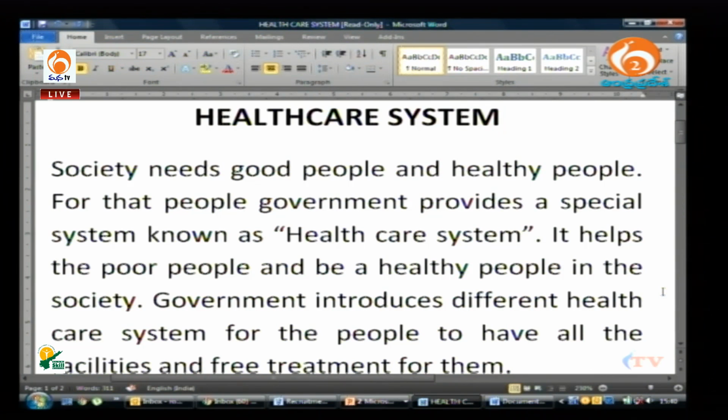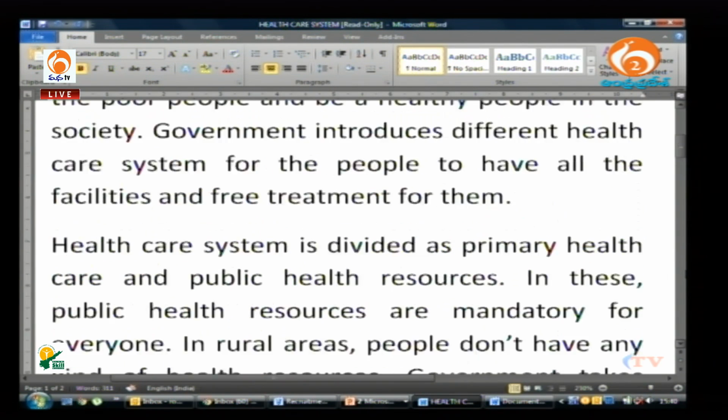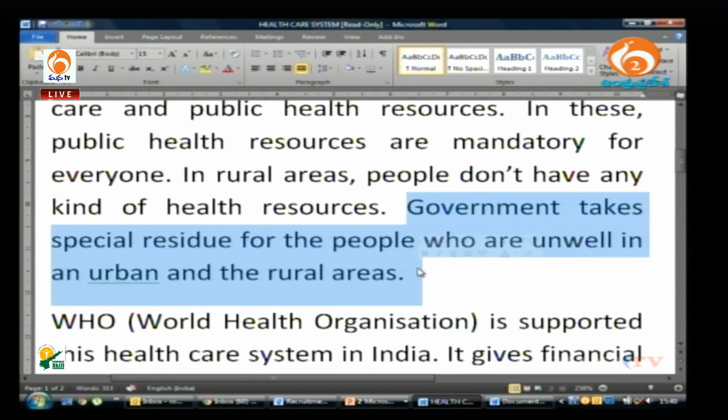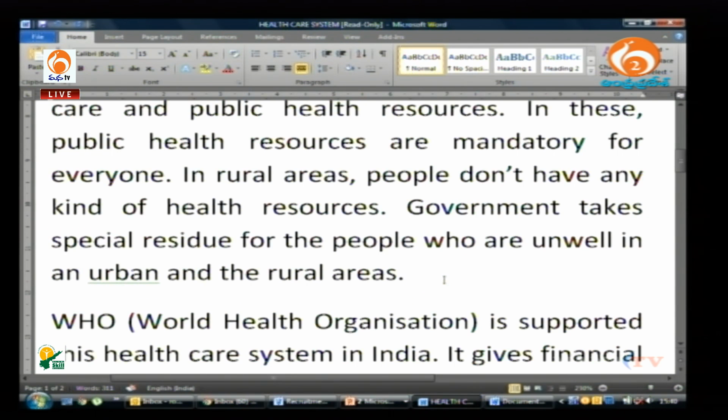We need the doctors to take responsibility. We need a strong infrastructure in rural areas. So basically when you are writing, you are putting forward your point of view. If I have to look at what Vijay has written, certain areas which needs quick attention, for example this particular paragraph. It says government takes special residue.